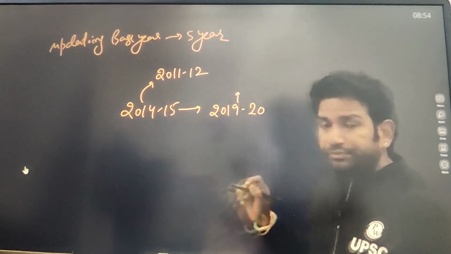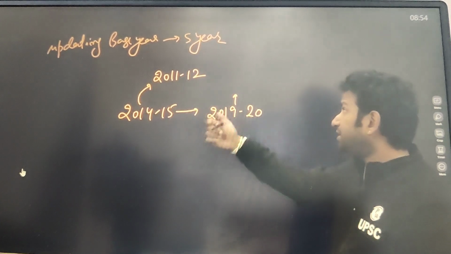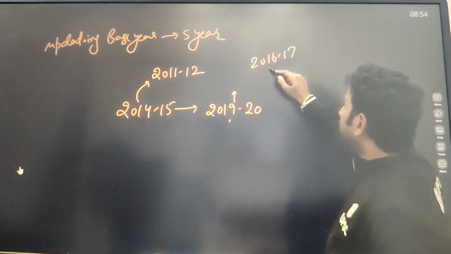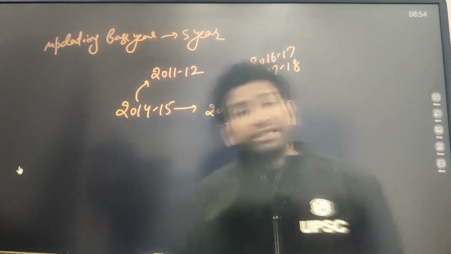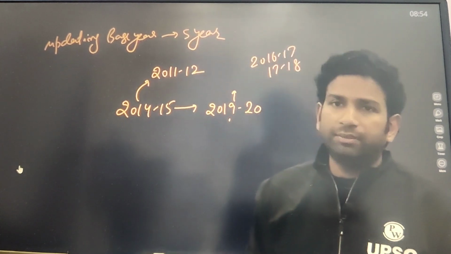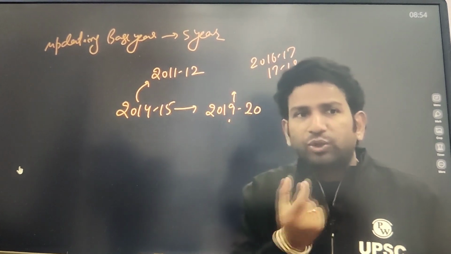Fine. Now see, 2019-20 was the year when the government needed to change the base year, and that base year might have been 16-17 or 17-18. The government of India didn't change the base year. Why? Because the criteria for choosing a base year is that the year has to be a normal year.